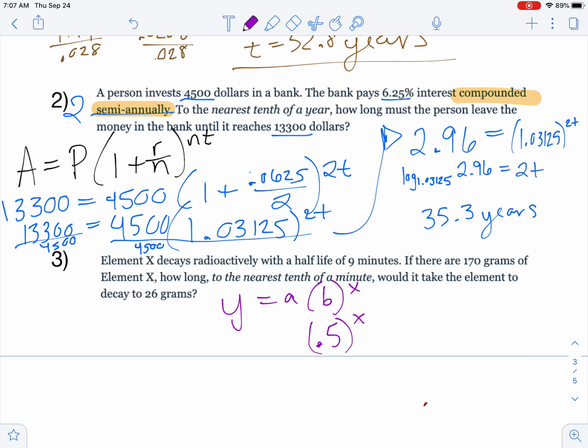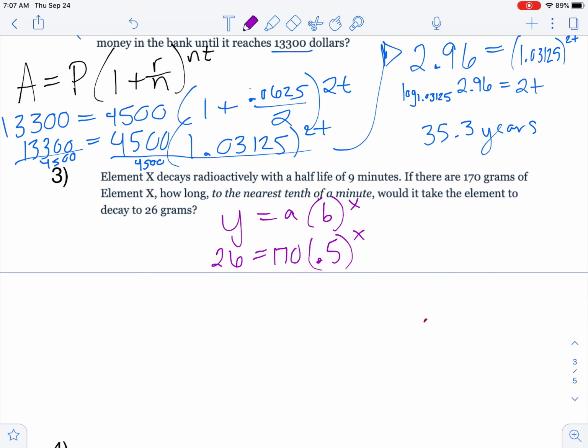Let's read the problem. Element X decays radioactively with a half-life of 9 minutes. If there are 170 grams of element X, how long to the tenth of a minute would it take for the element to reach 26 grams? So I want it to decay. It started out at 170, and I want it to decay to 26 grams. And I want to see how long that's going to take.